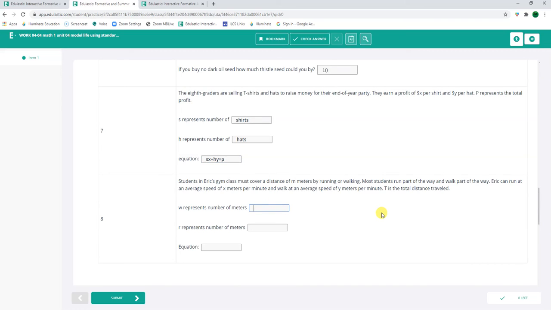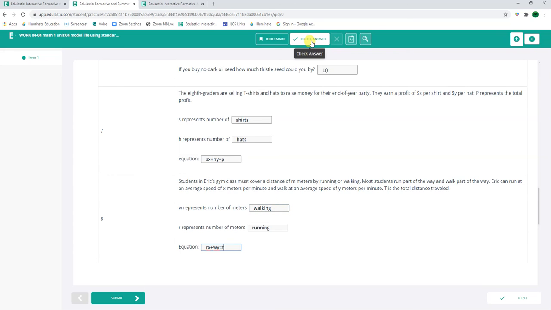Eric's gym, most students run part of the way and walk part of the way. Okay, so W equals amount of miles walking. Running. So he runs at X, he walks at Y, gives us a total distance of T.